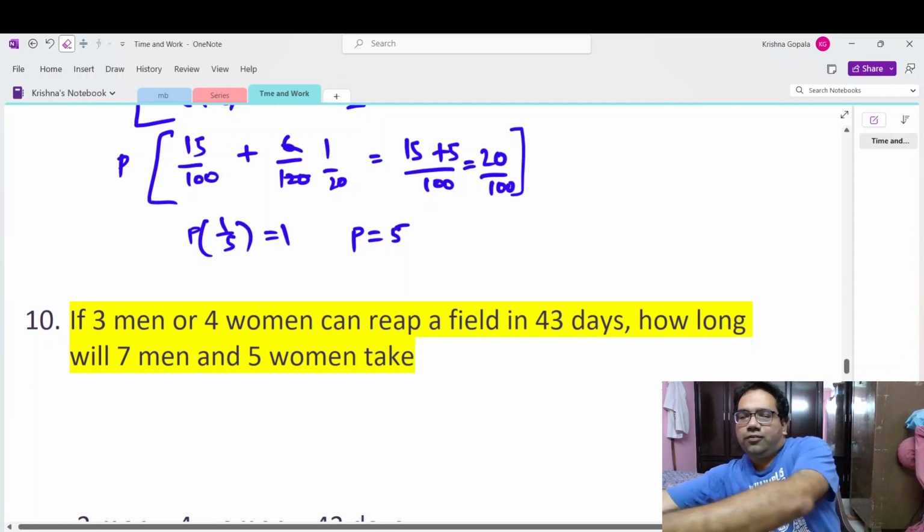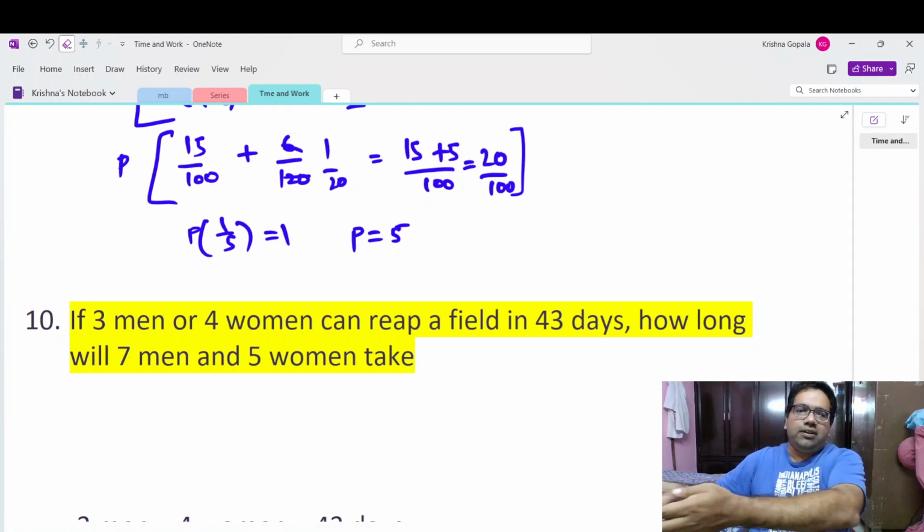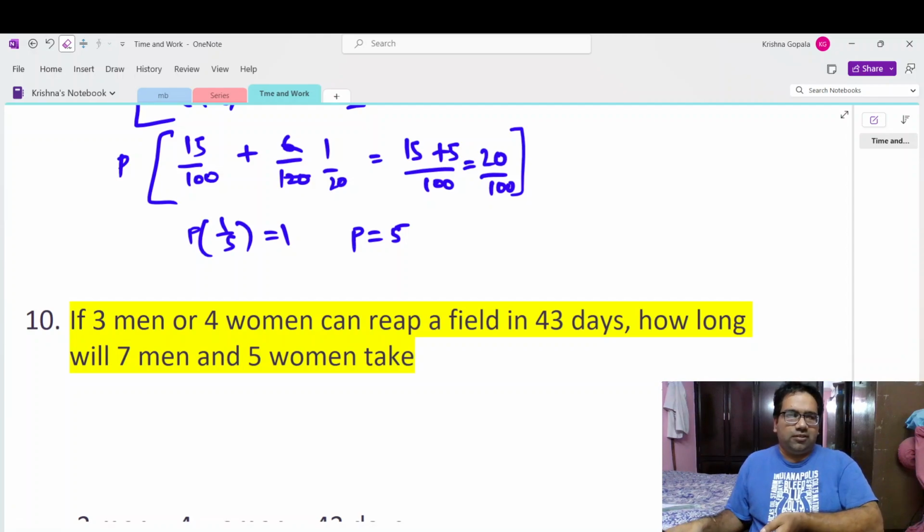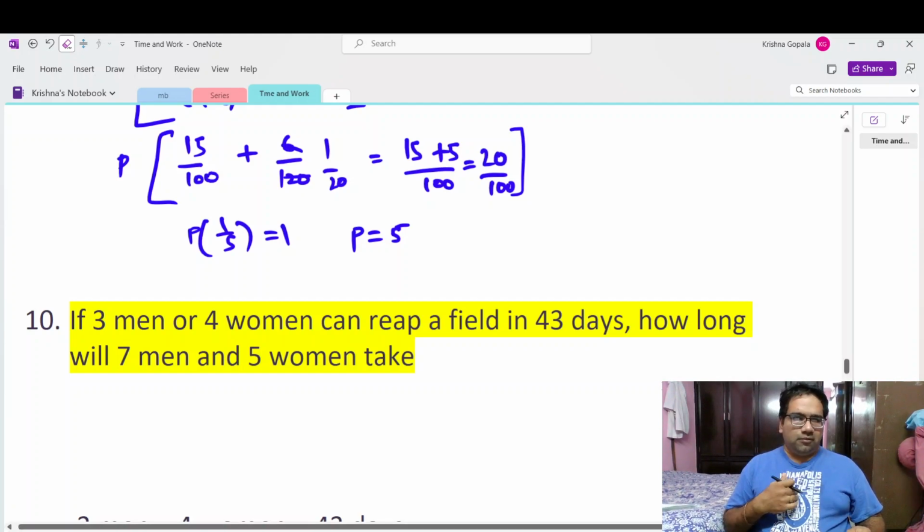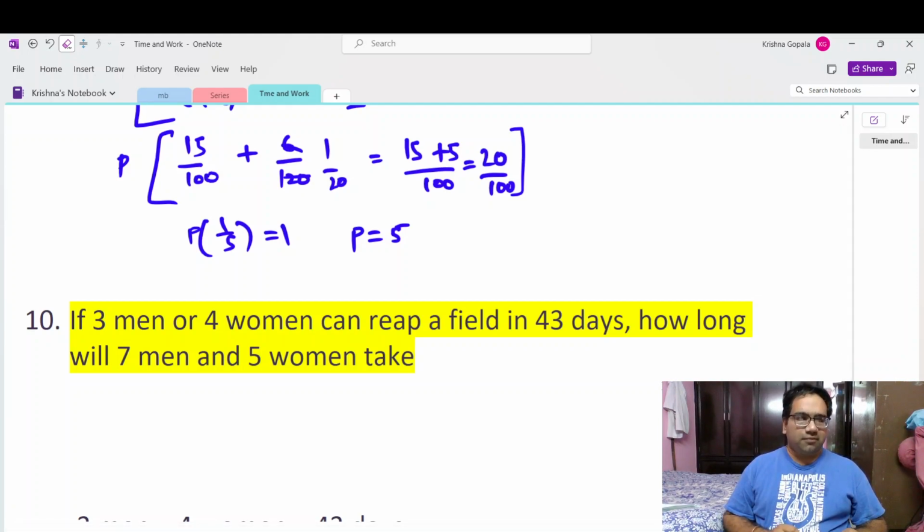3 men or 4 women can reap a field in 43 days. How long does it take for 7 men and 5 women? 3 men or 4 women. What that means? The work done by 3 men is equal to the work done by 4 women. Right, and they are taking 43 days.